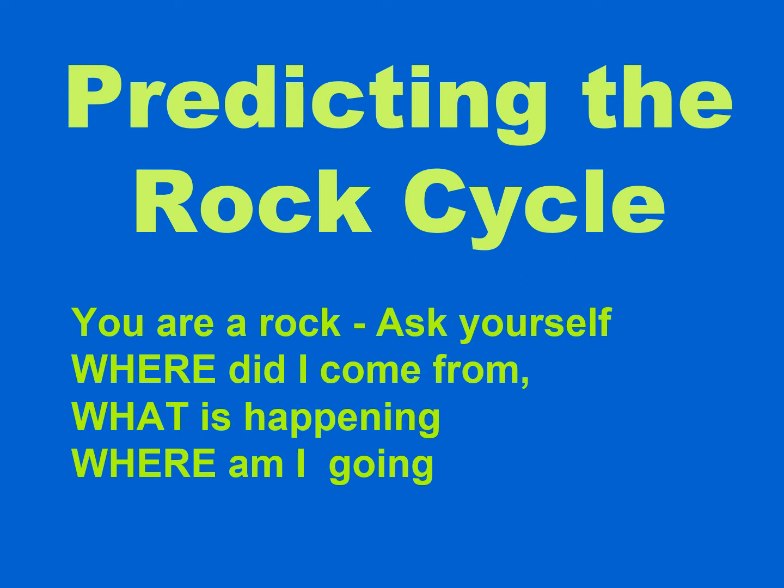The second question is, what's happening to me? What's happening? Am I melting? Am I compacting together? Okay. Am I hardening? Am I exposed to heat and pressure? What is happening to me? And then finally, where am I going? So based on what is happening, you can only go one place. So you're going to think about, where did I come from? What's happening to me? And where am I going?